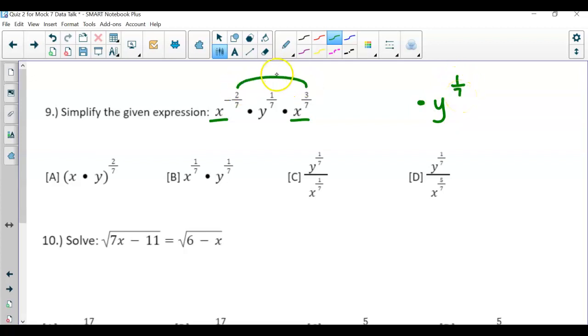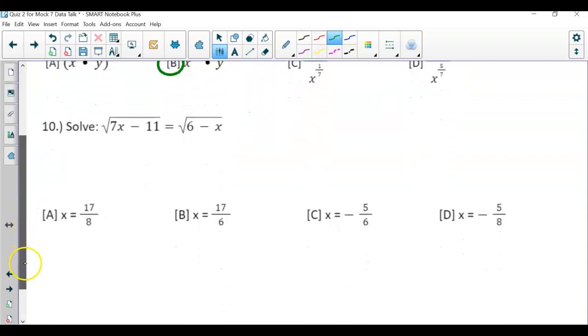Now when multiplying, add the exponents. So -2 plus 3, right? Because that's -2/7 plus 3/7, which makes that x to the 1/7. So that's why here the answer is B.